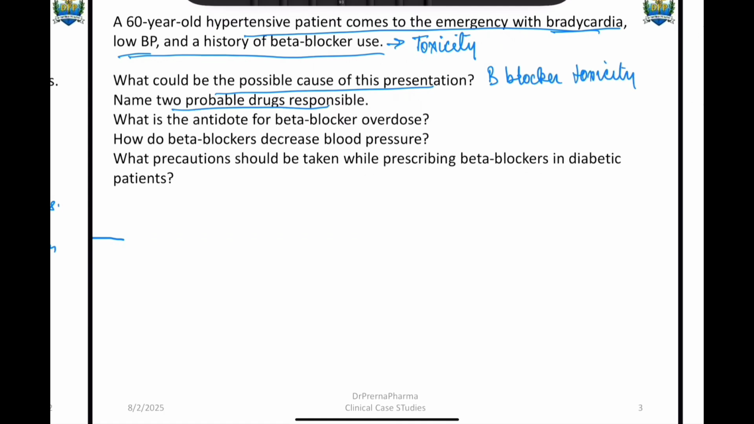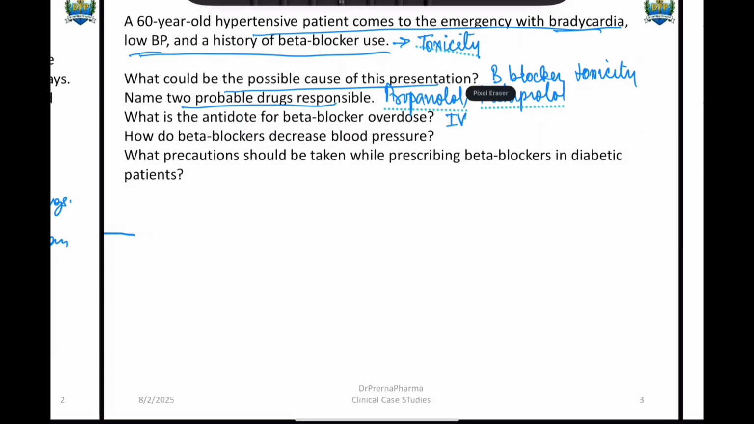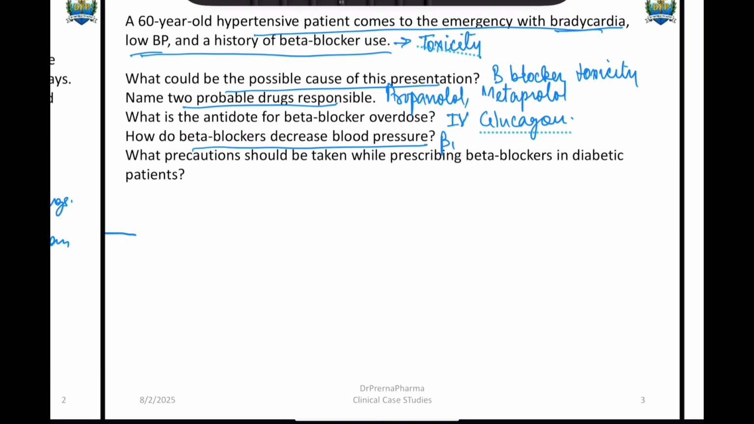Next, name 2 probable drugs which are responsible. So it can be propranolol and it can also be metoprolol. What is the antidote for beta blocker overdose? Antidote for beta blocker overdose is IV glucagon. Okay, now how do beta blockers decrease the blood pressure? Beta blockers decrease the blood pressure by their beta-1 blocking action, that is by acting on the beta-1 receptors on heart. They reduce the cardiac output. Then they also reduce the renin secretion, so they reduce the RAS activity, and they also reduce the central sympathetic outflow.